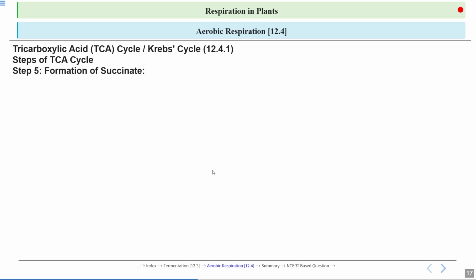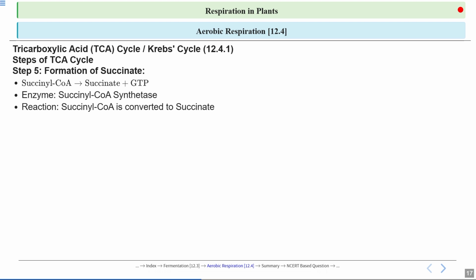Now let's look at the fifth step, where there is formation of succinate. So succinyl coenzyme A is converted to succinate and GTP is produced. And the enzyme that catalyzes this reaction is succinyl coenzyme A synthetase. So the reaction here is succinyl coenzyme A is converted to succinate. What is the product? GTP.